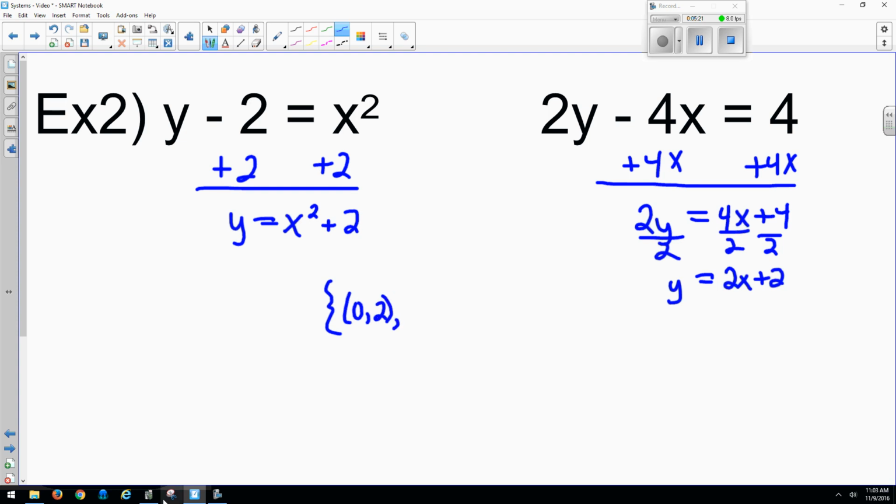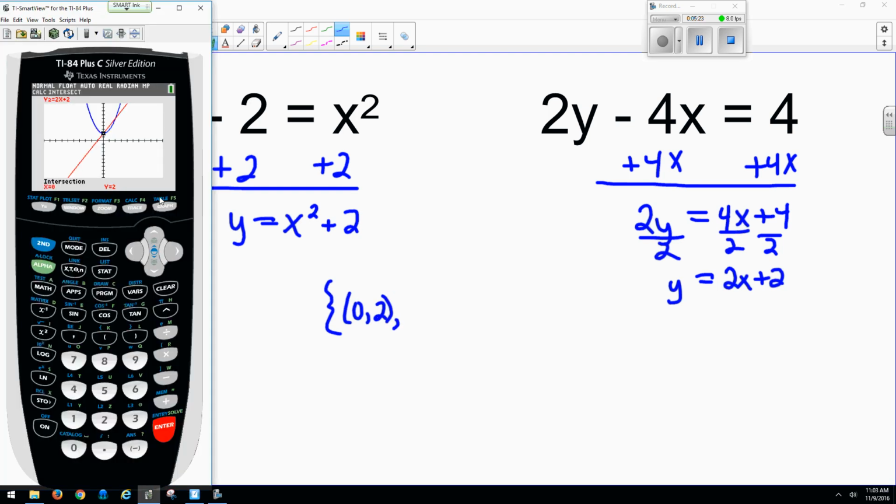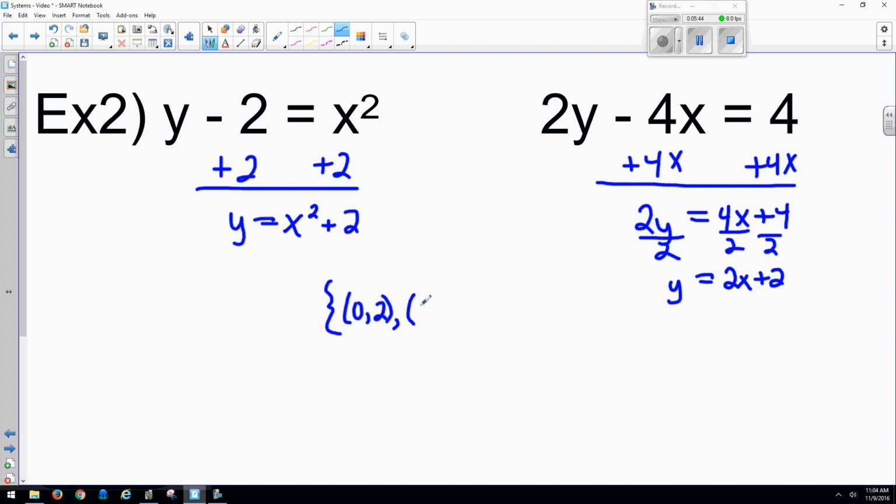And now to find the other intersection point, as a reminder, we have talked about this in class, but let me just show you. I'm going to go to second trace intersect again, and I'm just going to arrow over to the other intersection point before I hit enter 3 times. Go ahead and rewind that and watch it again if you didn't catch that. So my other intersection point is 2, 6. And that's the solution of this particular system.